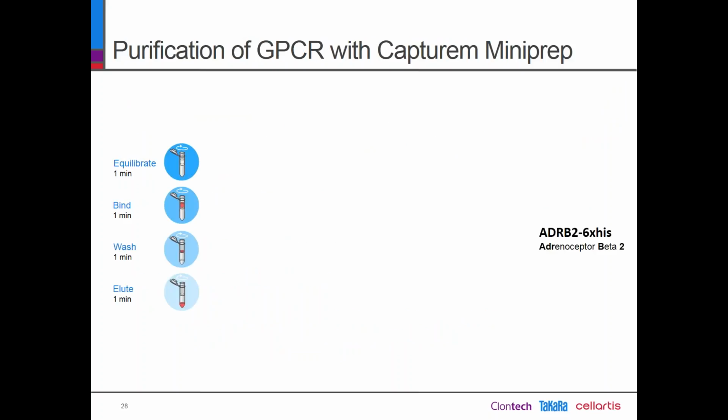So we tried this with a receptor called adrenoreceptor beta 2, or ADRB2. In our case here it was Histac, with 6 times histidine. We used Capture to purify this receptor, which is a GPCR, of course, a G-protein coupled receptor. We transfected 293T cells with the plasmid encoding this receptor, lysed the cells, and then clarified the lysate, loaded it onto an equilibrated Capture mini prep column. It was then washed with wash buffer and eluted with 300 microliters of elution buffer.